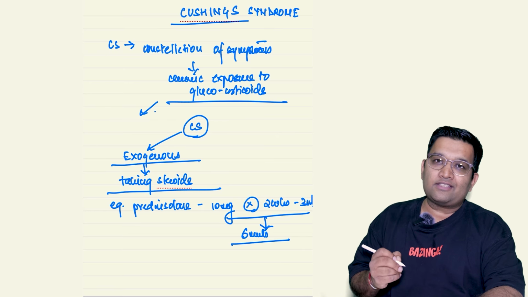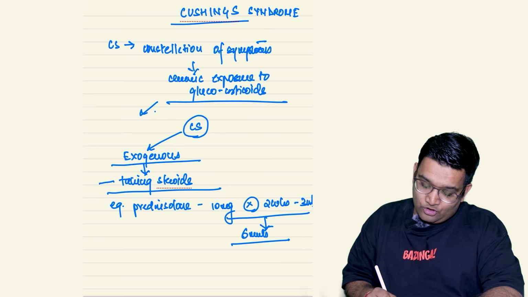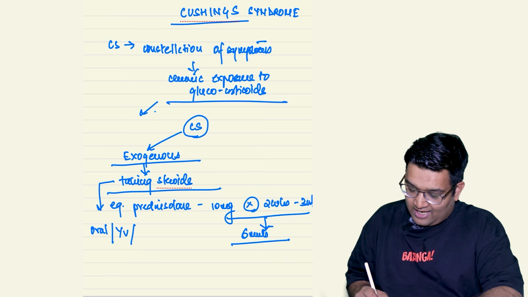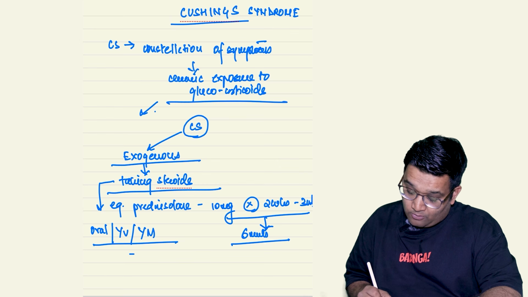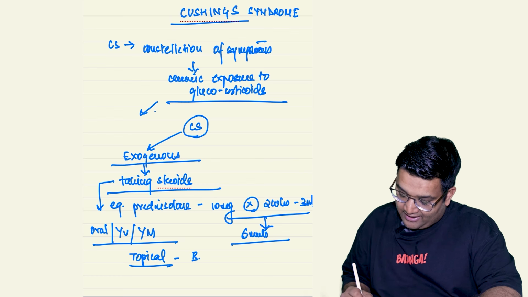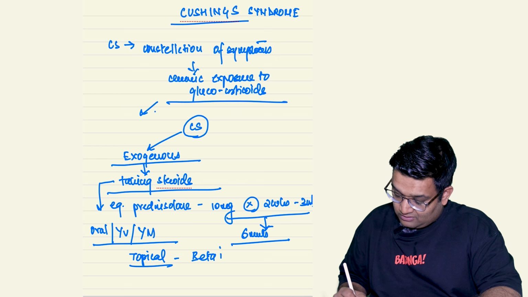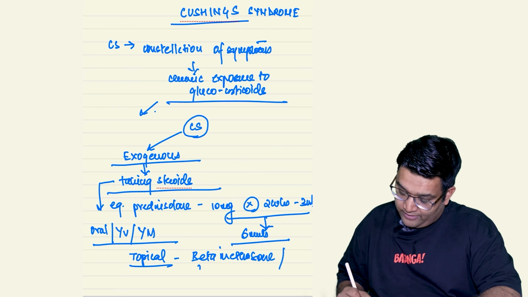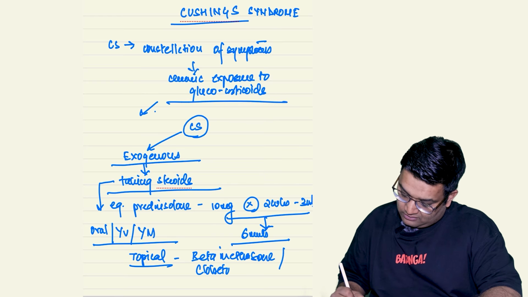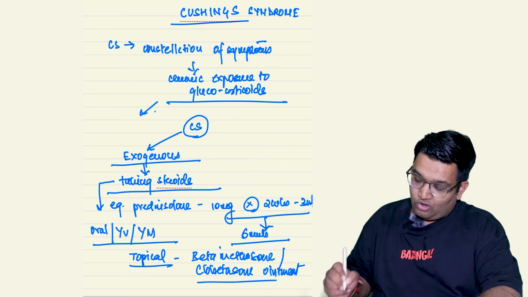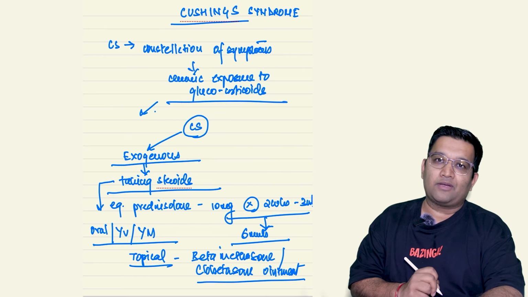One thing we need to understand is that it's not only the oral route or the IV route or the IM route, but it is the topical routes such as betamethasone or clobetasone ointment that can also cause the same constellation of symptoms.